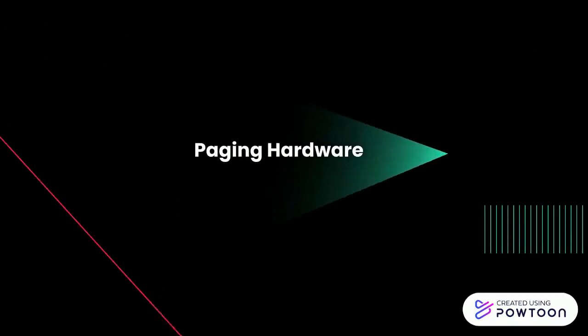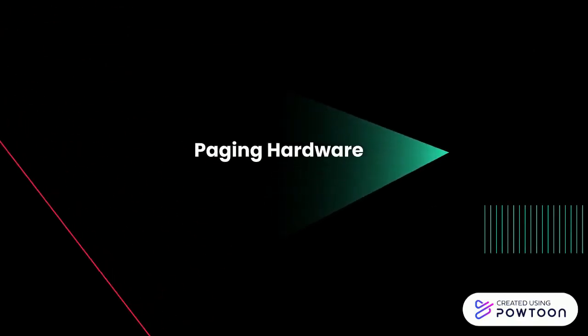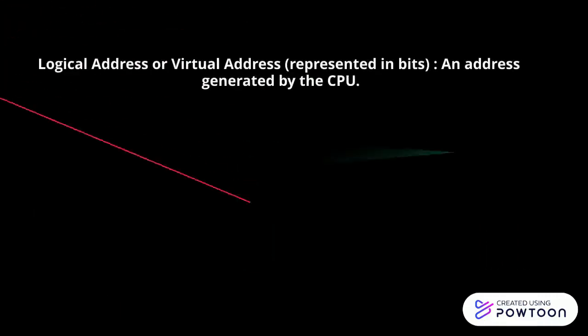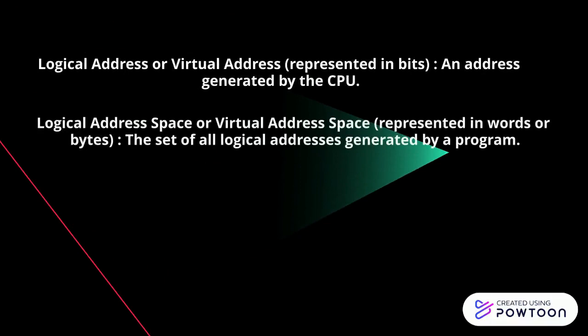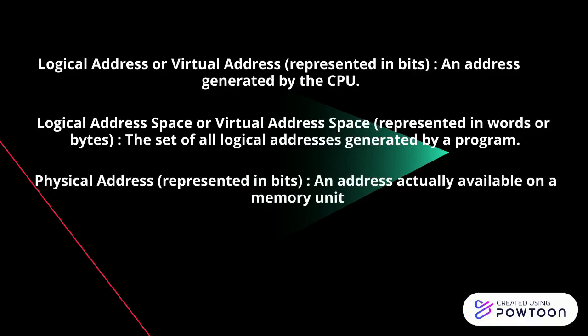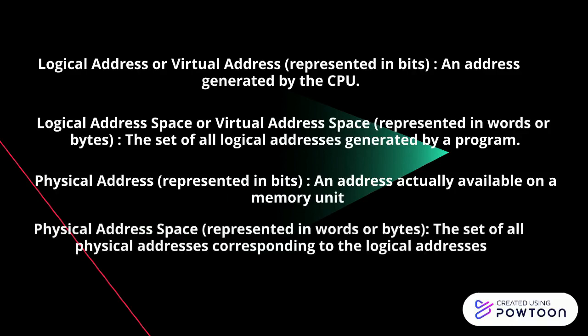Let us understand the paging hardware. In order to understand the paging hardware, we need to know some terms used there. Let us understand them one by one. First is logical address or virtual address, which is an address generated by the CPU. Then we have logical address space or virtual address space, which is the set of all logical addresses generated by a program or CPU. Physical address is an address actually available on a memory unit or physical memory. Physical address space is again the set of all physical addresses corresponding to the logical addresses.